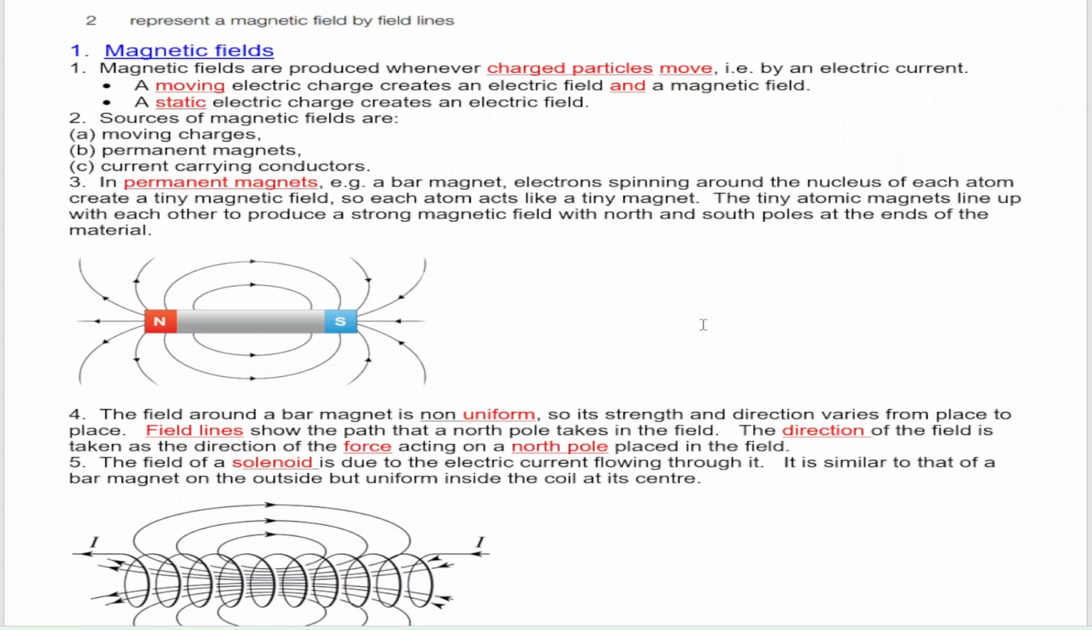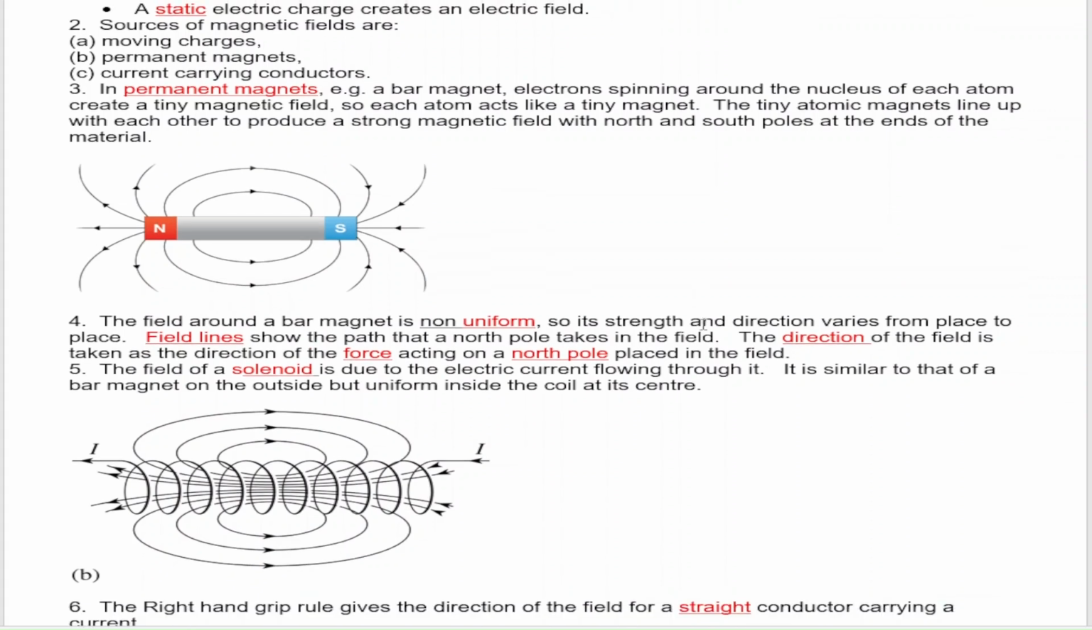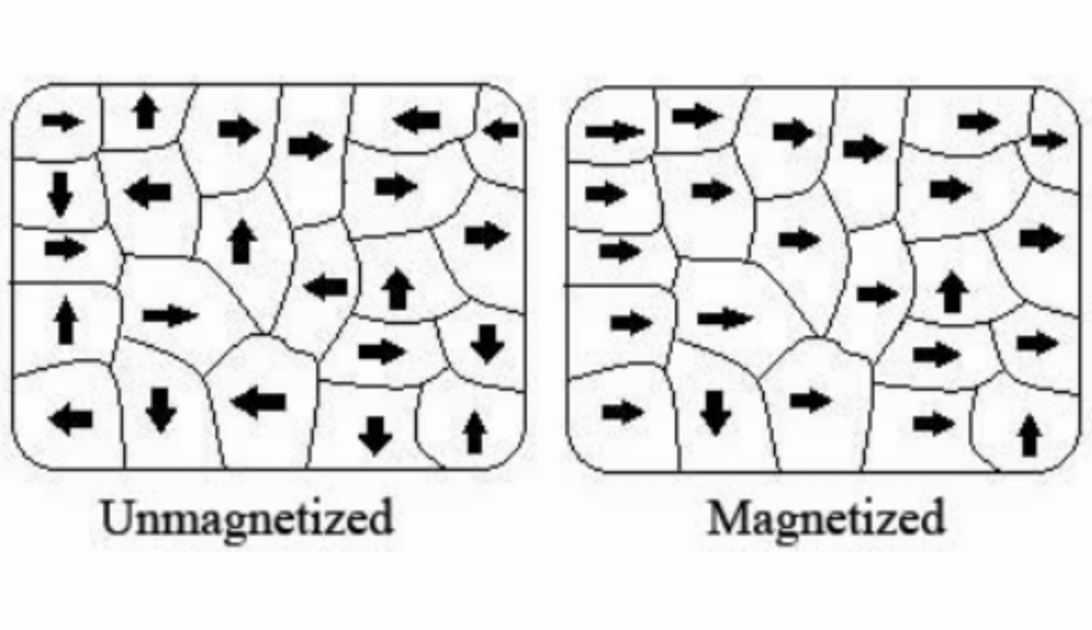Now, sources of magnetic fields are moving charges that we've just talked about and permanent magnets. Also, we have current carrying conductors, having a magnetic field around them because they do have moving charges in them. Now, in permanent magnets, i.e. bar magnets, electrons spinning around the nucleus of each atom create a tiny magnetic field so that each atom acts as a tiny magnet. Now, the tiny atomic magnets line up with each other to produce a strong magnetic field with north and south poles at the ends of the material. Now, we call these domains.